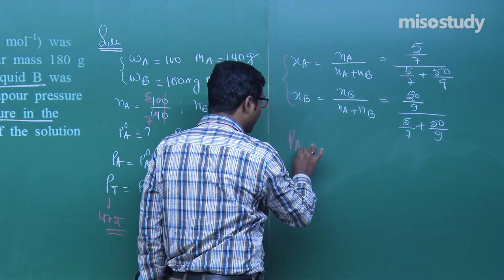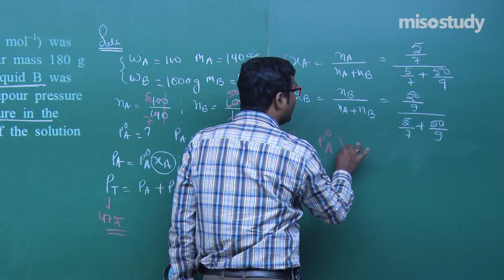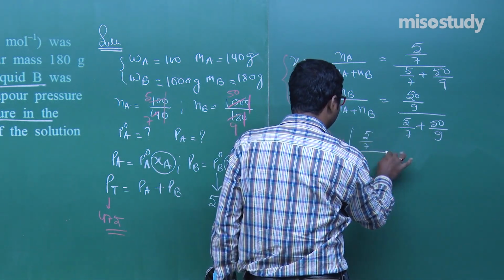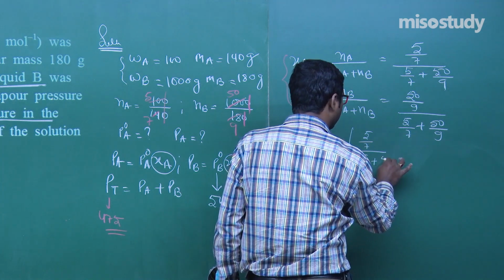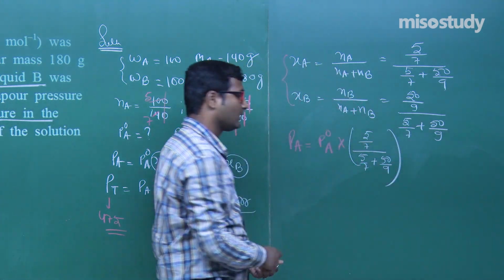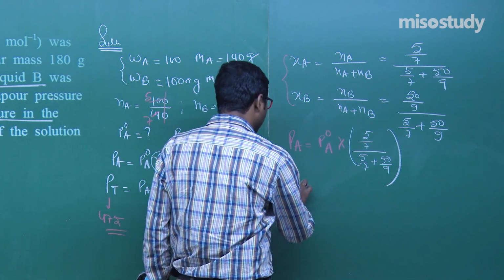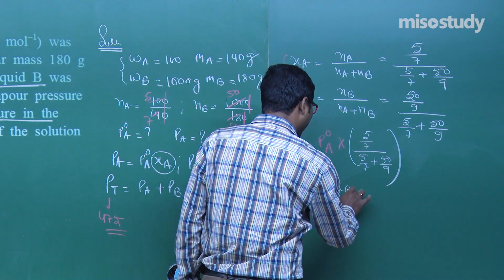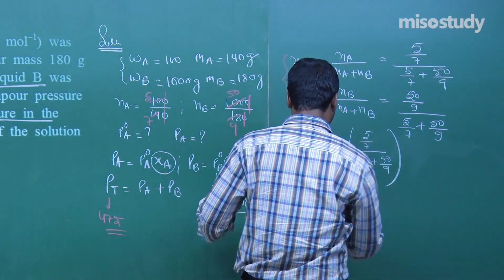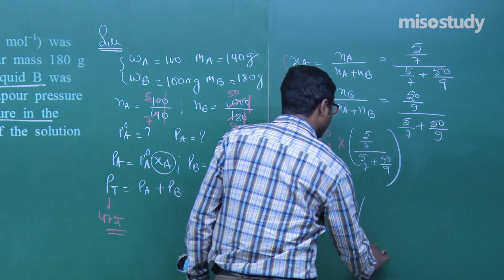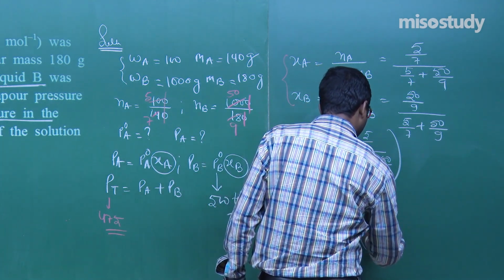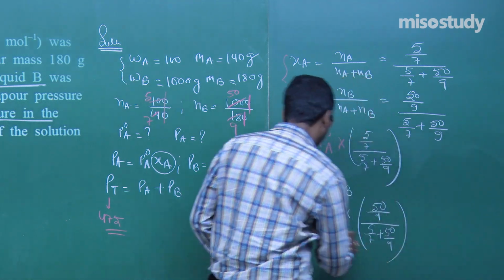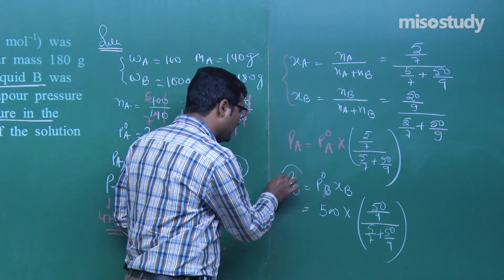What do we get? PA is equal to P naught A into XA. XA is 5 by 7 upon 5 by 7 plus 50 upon 9. Clear? Now put this value. PB is equal to P naught B into XB. What is P naught B given here, my friend? 500. And what is XB, my friend? 50 upon 9 divided by 5 upon 7 plus 50 upon 9. What do we get? We get PB here.